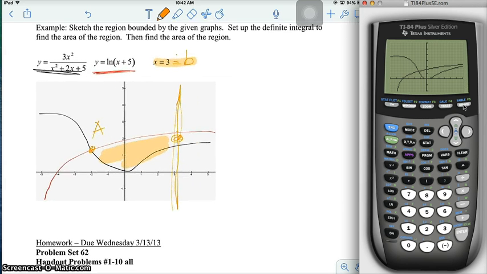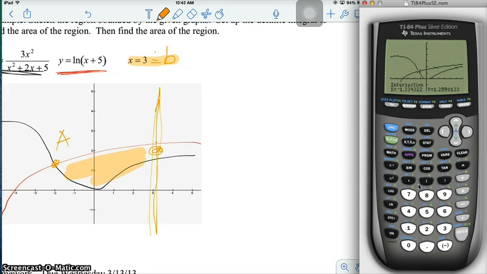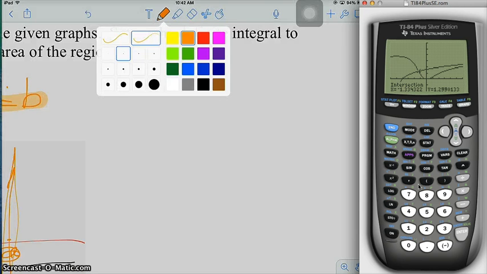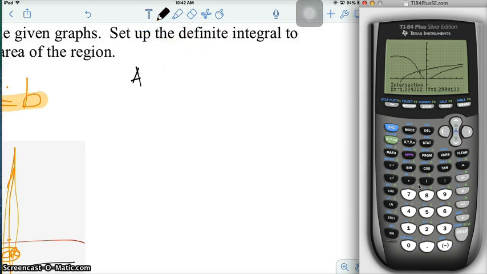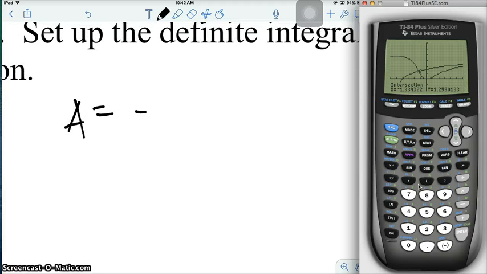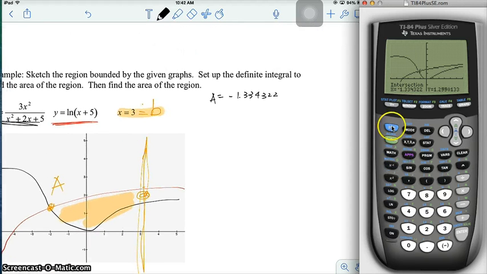Okay, in order to find the a, we again use the function. This time I'm going to do it a little bit faster. Calc, minimum, enter. Guess it's around -1 because it's around right here. Enter. Our a is going to be -1 point something. So let's go ahead and write it down. A equals -1.334322.